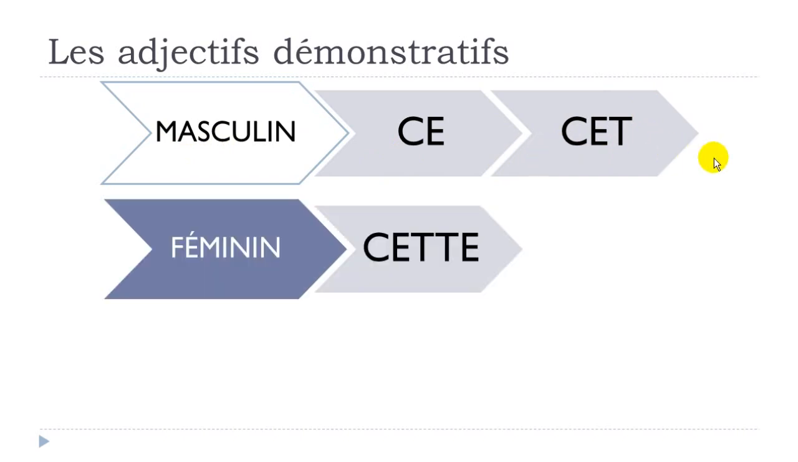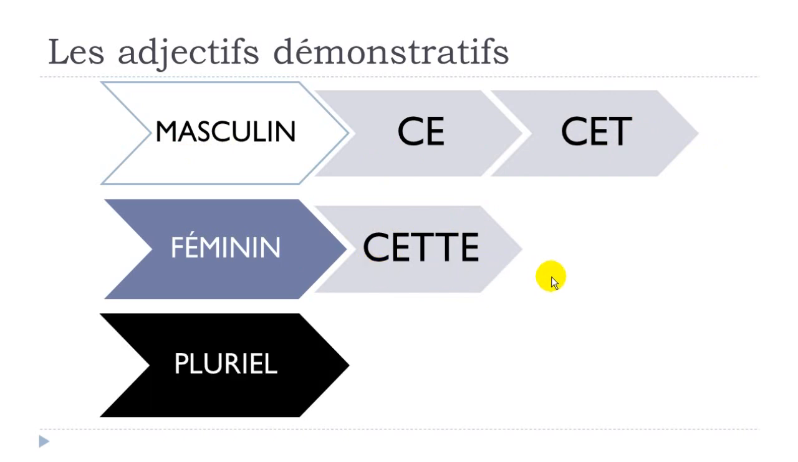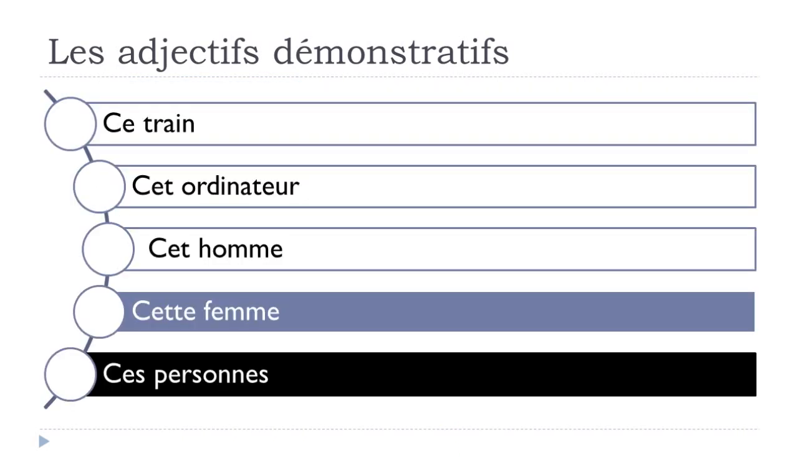For the feminine, it will be cette, so only one, cette. And then for the plural form, it will be ces. Okay, so let's see that again. Ce, or then cet, féminin cette. So you can notice that phonetically these two are pronounced the same way. Okay, cet here and then cette here. And for the plural, ces. Really open this ces.